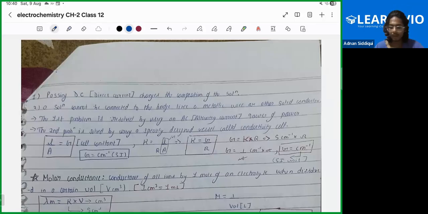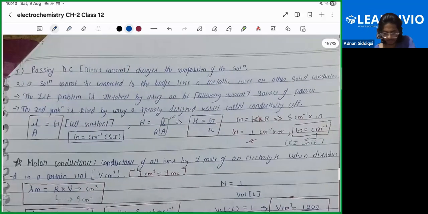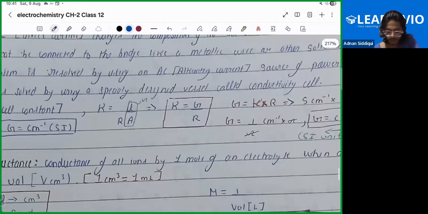But for the second problem, what do we have to do? For the second problem, we basically create a specially designed vessel which we call a conductivity cell. So to solve the second problem that we cannot make a bridge in our solution, we use a conductivity cell which is specially designed for measuring conductance of an ionic solution. So how are we going to create this conductivity cell? With the help of our conductance formula. So let us see what we are going to do. So this is your formula for conductivity, which is kappa, right? Which we derived.